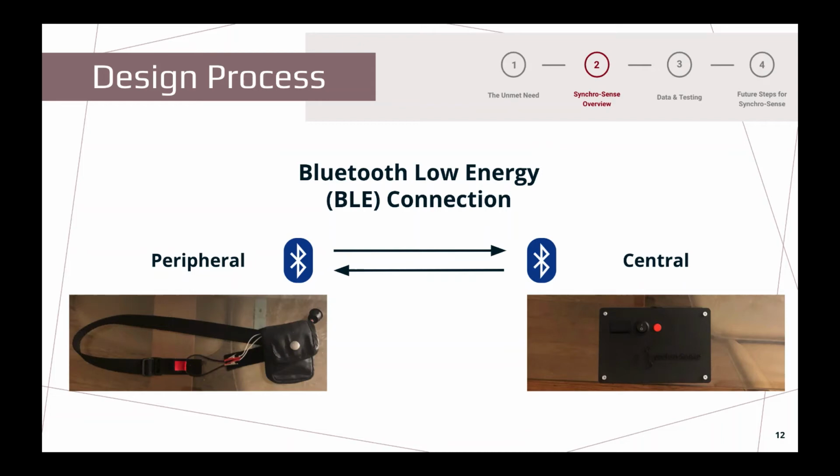The peripheral component, which is the sensor, broadcasts data, and the central component, which is the main device, receives and processes the data. We use randomly generated UUIDs so that no unauthorized devices can connect to either component of Synchro-Sense, which is crucial considering the importance of confidentiality in clinical settings.